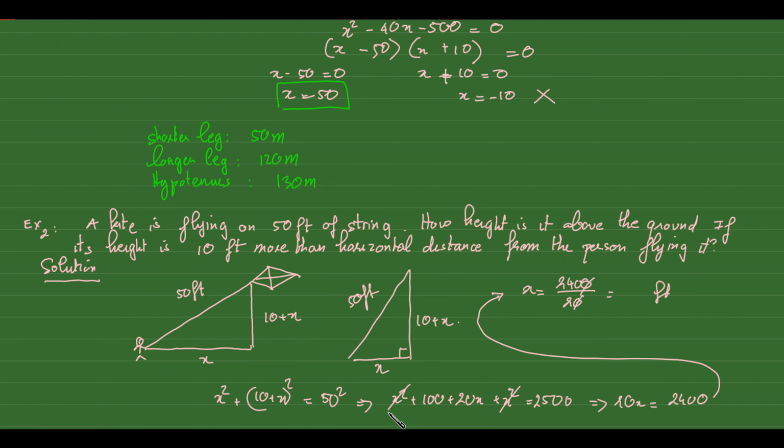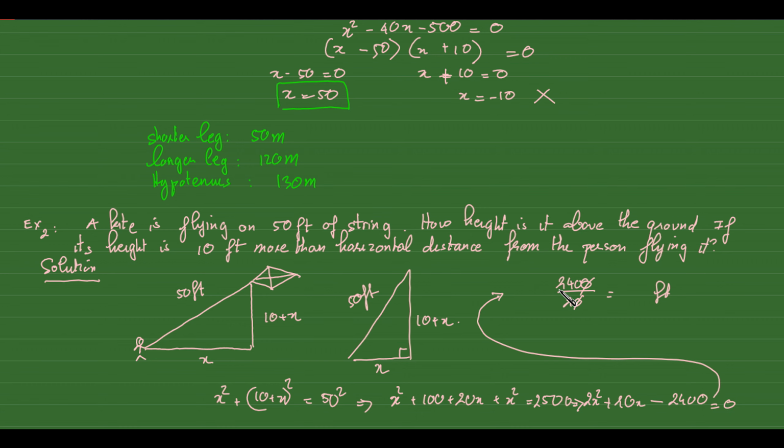I just canceled the x squared. It doesn't make sense, so I'm sorry. I'm going to erase this. I don't know why I canceled x squared. The x squared plus x squared gives you 2x squared, right? So you're going to have 2x squared plus 20x minus 2400 equals 0. Here you go.